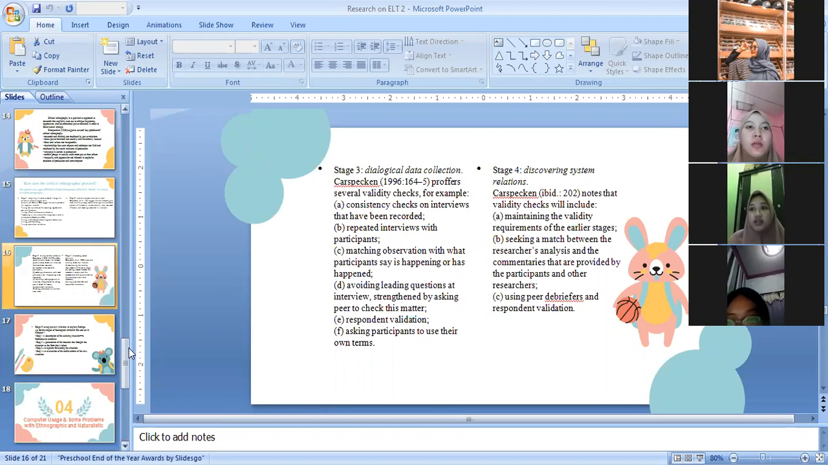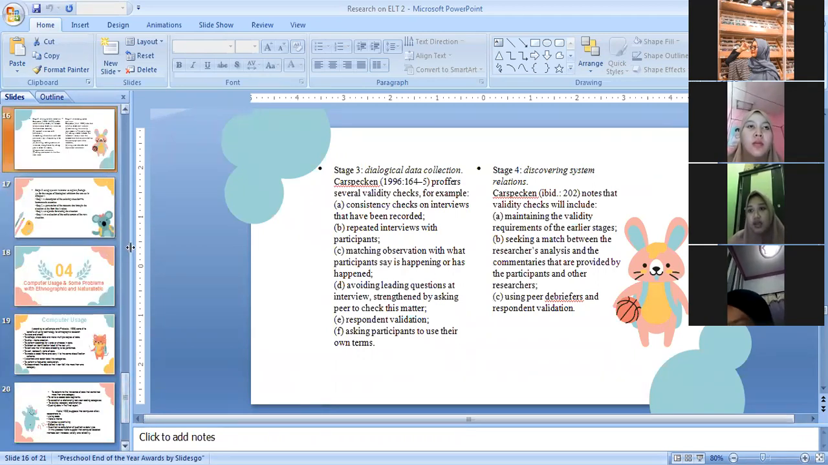Stage 3, dialogical data collection. Carspecken provides several validity checks. For example, A, consistency checks on interviews that have been recorded. B, repeat interviews with participants. C, matching observation with what participants say is happening or has happened. D, avoiding leading questions at interview, perhaps by asking a peer to check this matter. E, respondent validation, and F, asking participants to use their own terms.